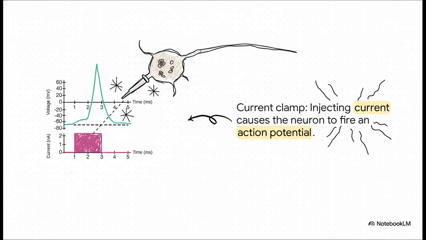Now let's look at the flip side, a current clamp experiment. On the bottom, you can see we inject a little pulse of positive current. And what happens? The top trace shows the neuron's natural response. The voltage drifts up until it hits threshold, and then the cell's own machinery takes over and fires a perfect textbook action potential. This shows us exactly how the neuron turns an input into an output spike.